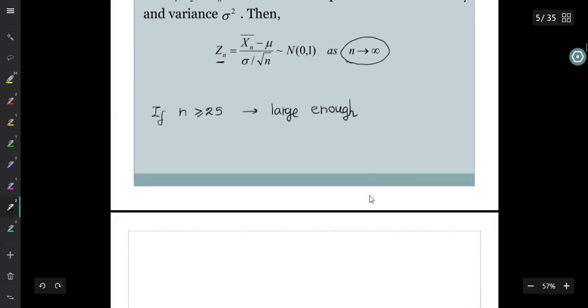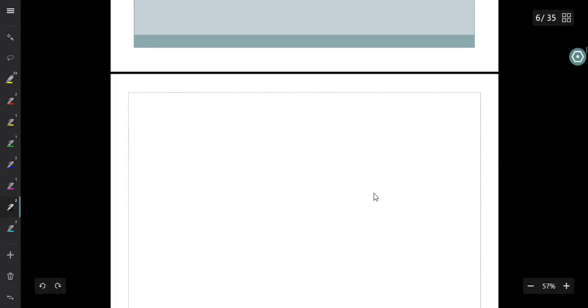But it will depend on the distribution of the random sample. In another form, we can restate the central limit theorem as follows. You can say xn bar is approximately normal. This is how you denote approximately normal, with mean mu and variance sigma square over n.